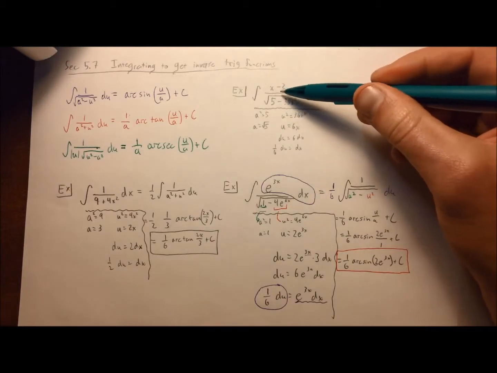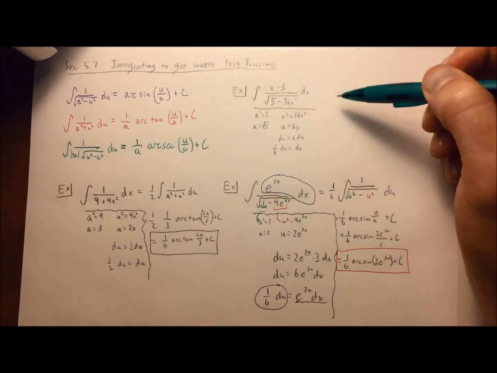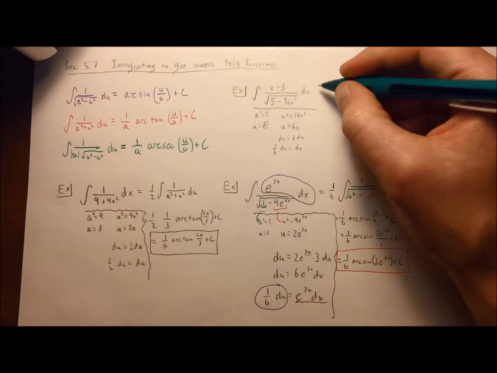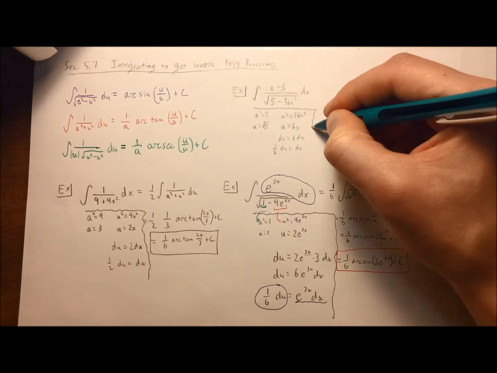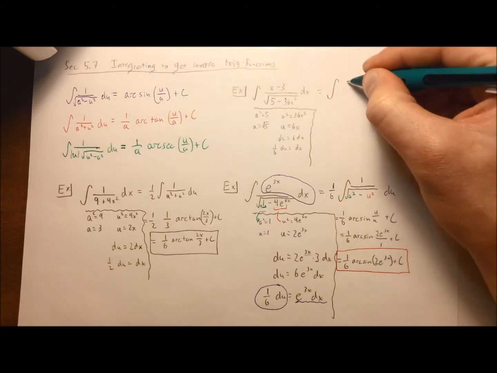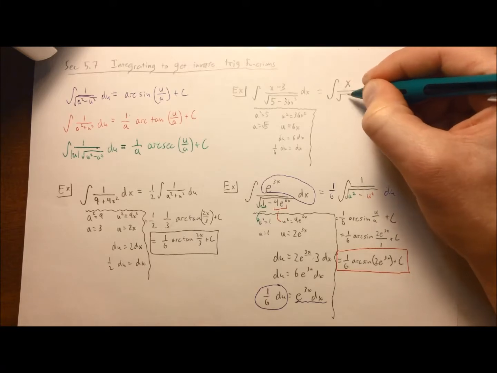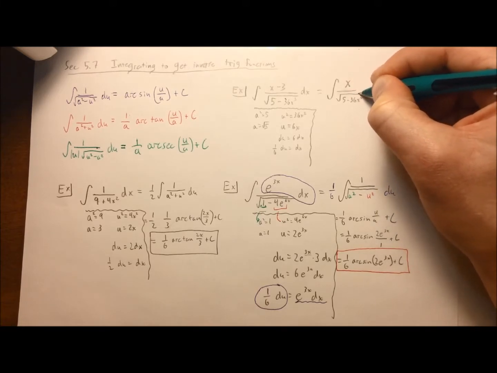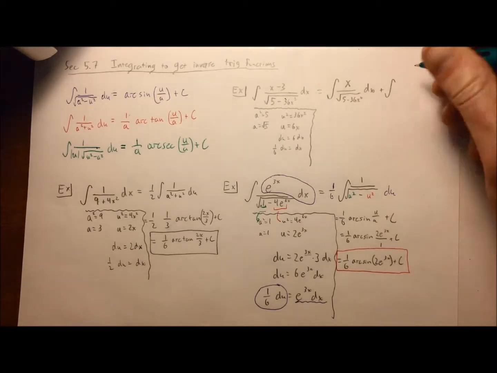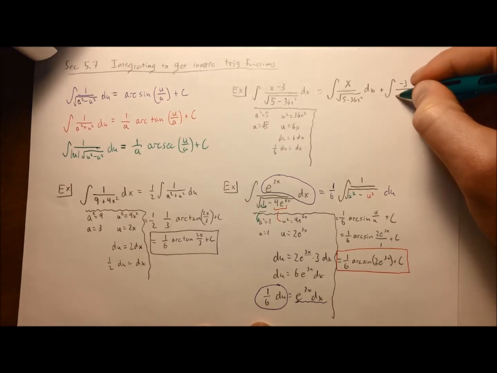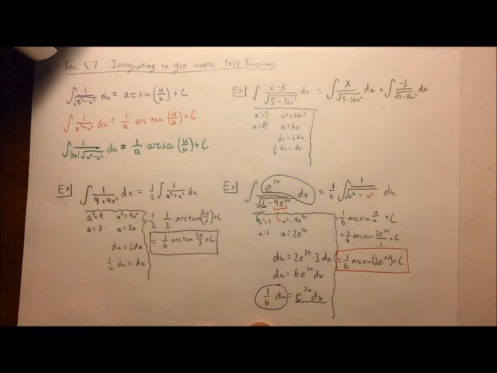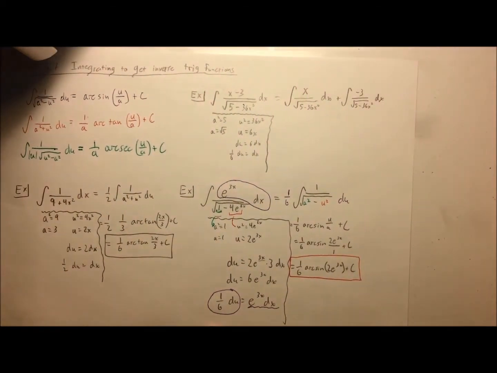The problem, though, is we still have this x up here. And no, we're not going to go about solving for u and then go back and substitute it in here. We're not going to do that, actually. What we're going to do here is divide and conquer this. We're going to split this up into the following: the integral of x over the square root of 5 minus 36x squared dx plus the integral of -3 over the square root of 5 minus 36x squared dx. Scoot over a little more.